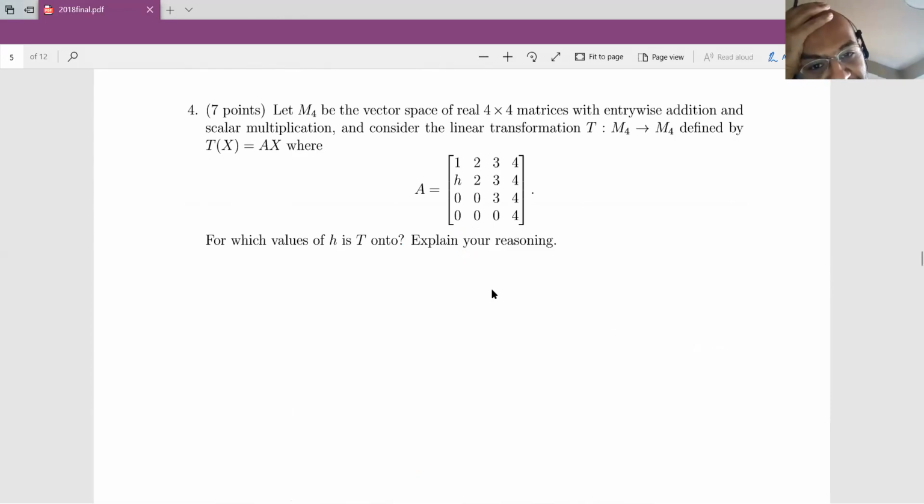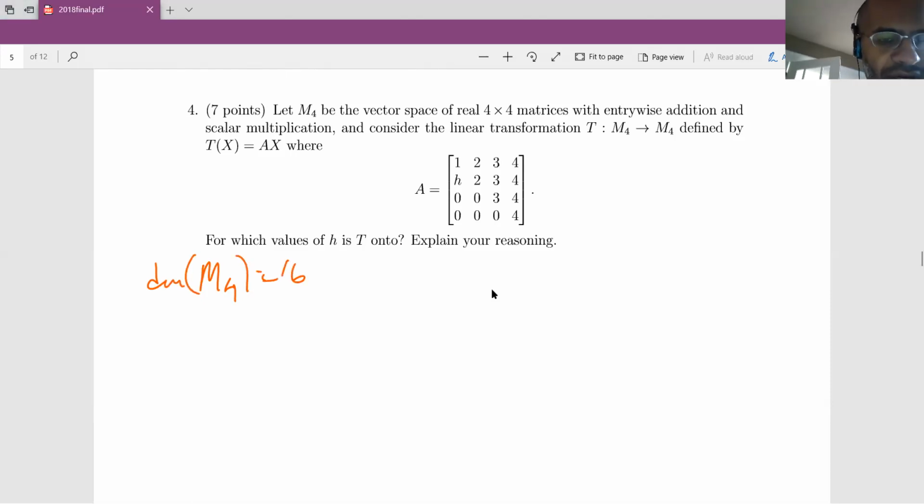So you have a vector space of 4x4 matrices with entry-wise addition and scalar multiplication. Okay, so many people may already have gotten confused. What is the dimension of this vector space? For example, that wasn't asked, but what's the dimension of M4? 16. Right? You have a basis of it consisting of the matrices that only have one non-zero entry.